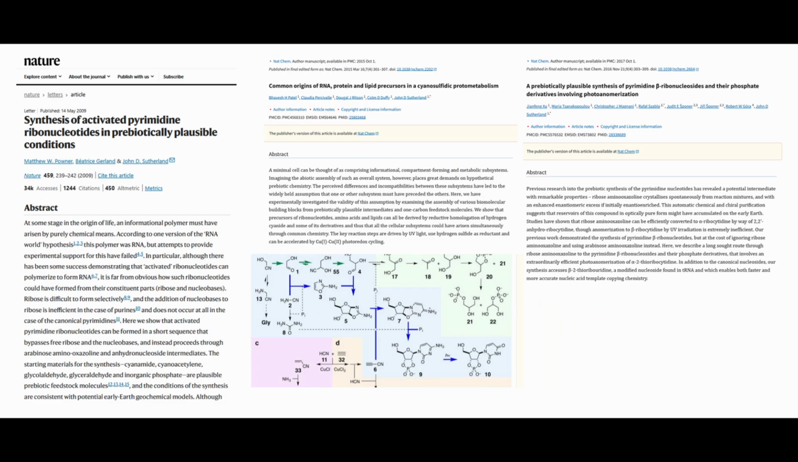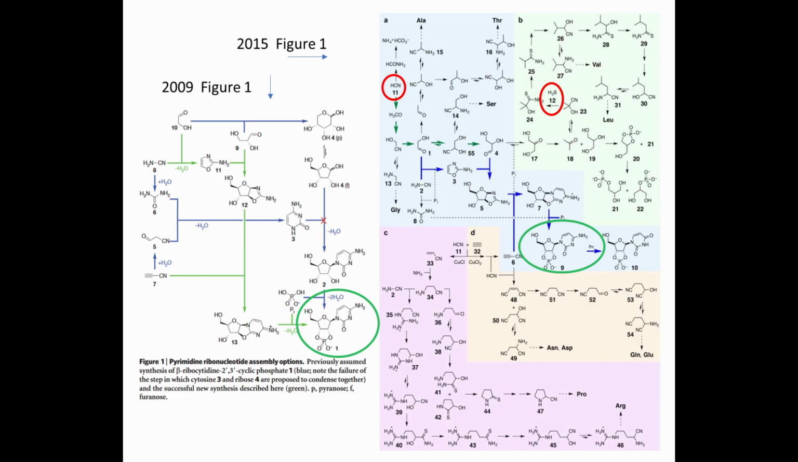In 2009, the Powner and Sutherland team described their initial study of nucleotide synthesis in a scientific paper published in the journal Nature. In 2015, Sutherland did an expanded study with a different team. The 2015 Patel-Sutherland paper focused more on amino acid synthesis. Figure 1 of the 2009 paper gives just the nucleotide synthesis pathway. In Figure 1 of the 2015 paper, the chemical system is expanded to include the amino acid pathways.